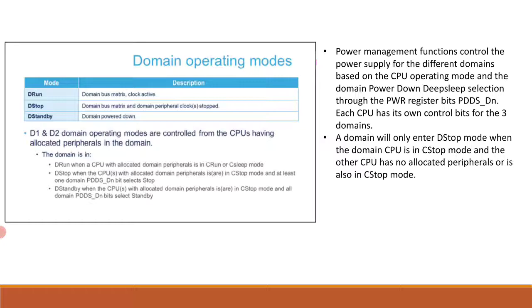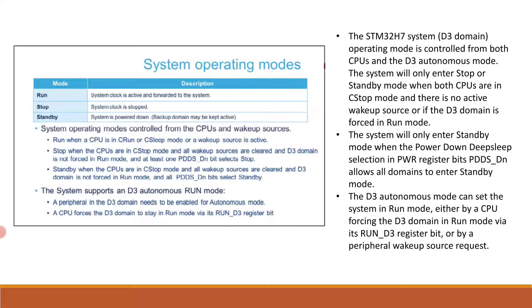This is about system operating mode, domain operating mode. We quickly move on to the system operating mode, which is controlled from both CPUs and D3 autonomous mode. The system will only enter stop or standby mode when both CPUs are in C stop mode and there is no active wake up source, or if the D3 domain is forced in run mode. The system will only enter standby mode when the power down deep sleep selection in power register bits PDDS_DN allows all domains to enter standby mode.